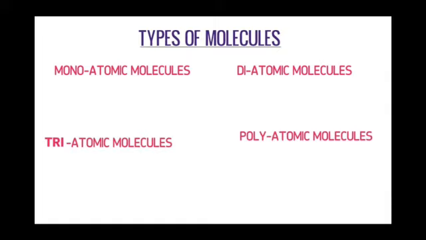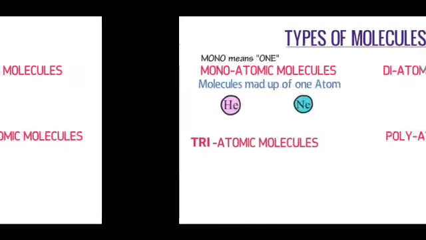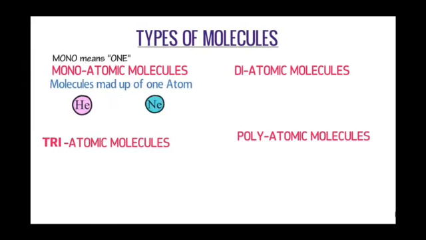Monoatomic molecules, diatomic molecules, triatomic molecules and polyatomic molecules. First, let's learn about monoatomic molecules. Mono means one. Molecules that are made up of only one type of atoms are called monoatomic molecules. Helium, neon, argon, etc. are examples of homoatomic molecules.